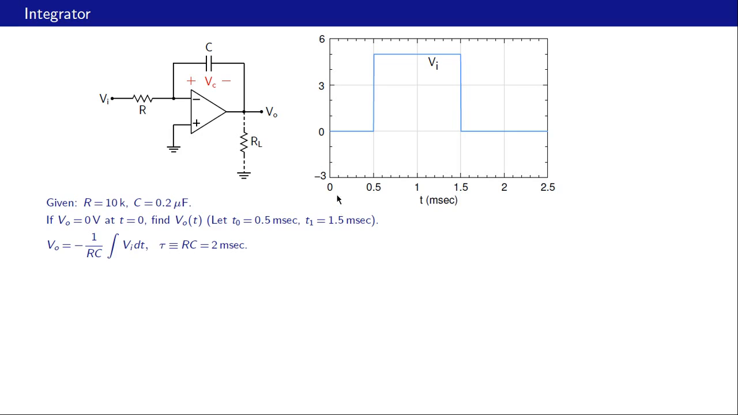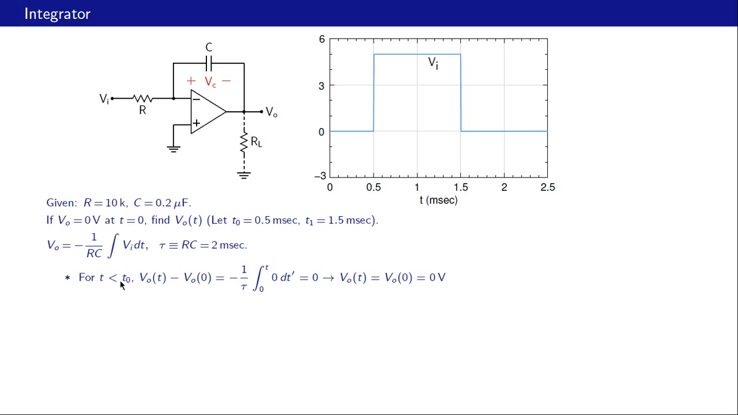What we will do now is to consider 3 different intervals. This one, that is 0 to t0, this one from t0 to t1, and this one, that is t greater than t1. And in each of these intervals, we will find Vo of t, and then finally we will put it all together. Alright, so let us start with this first interval, that is t less than t0.